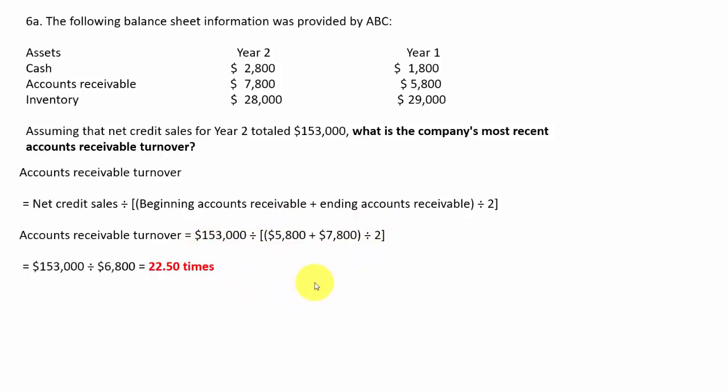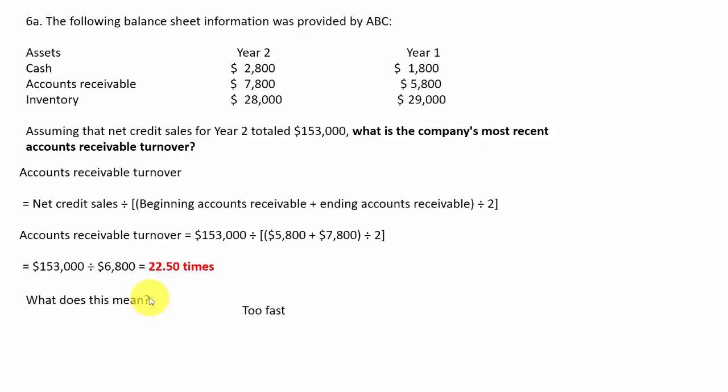So it looks like this company is turning over their accounts receivable 22.5 times a year. So we don't know if that's good or bad. We know that we could look at past years and see if it's increasing, decreasing. We could also look at companies in this company's industry to see how the industry average should be and compare it to that. So what does that mean?